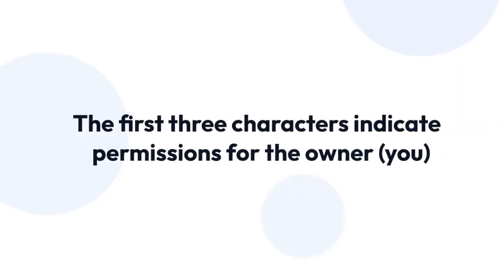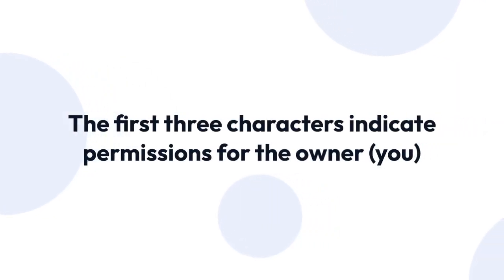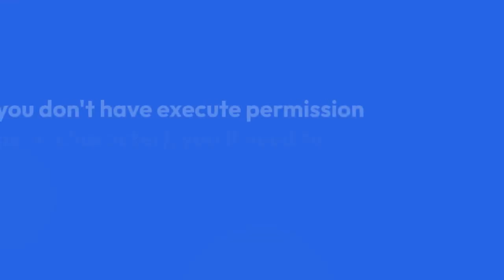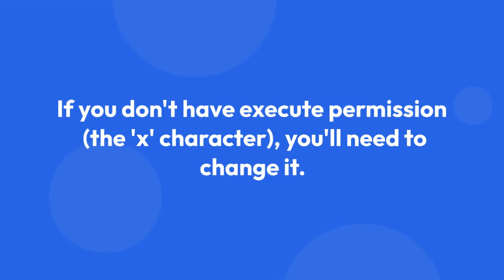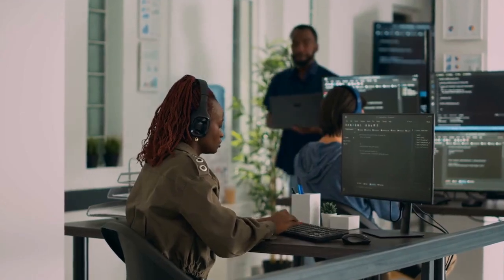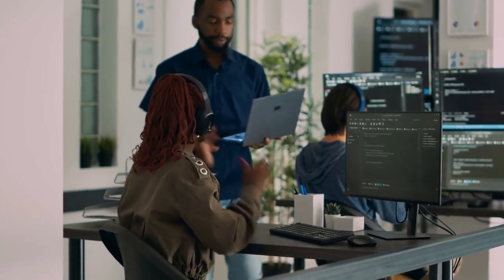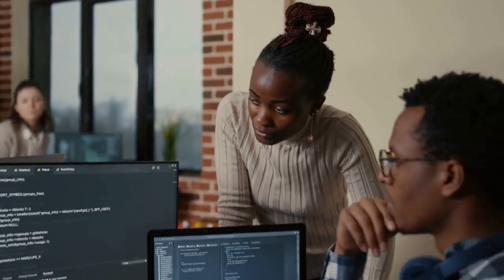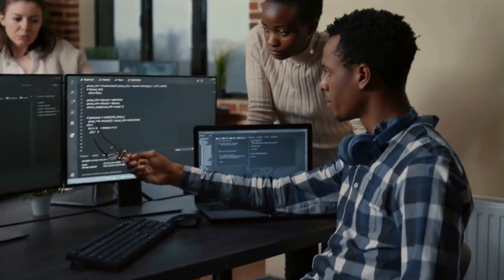rwxr-xr-x. The first 3 characters indicate permissions for the owner, you, the next 3 for group, and the last 3 for others. If you don't have execute permission, the x character, you'll need to change it. Use the chmod +x gradlew command to add execute permission for the owner. This should resolve the issue, allowing you to execute gradlew without sudo.